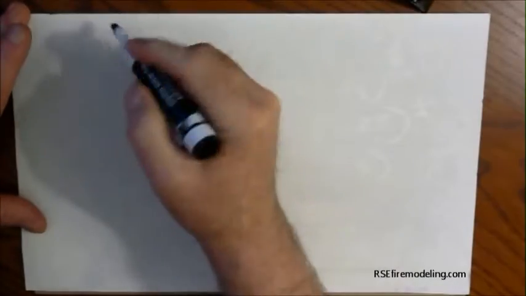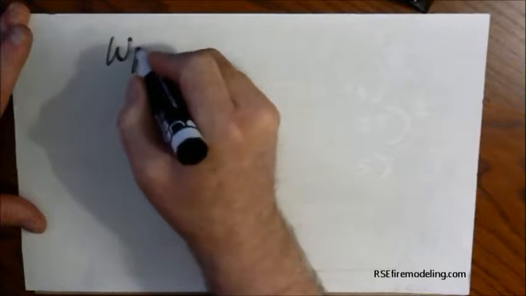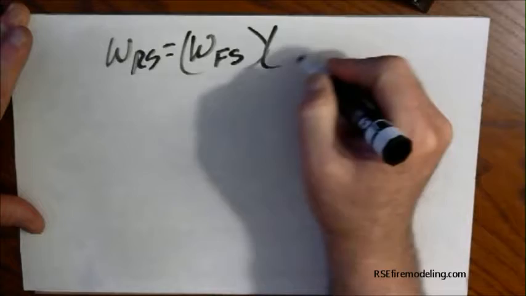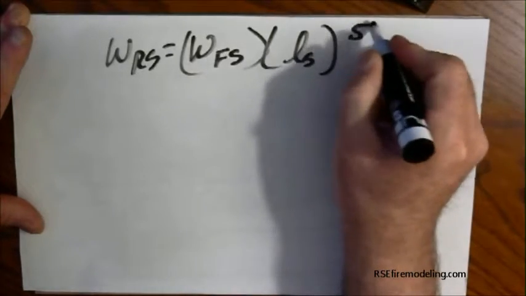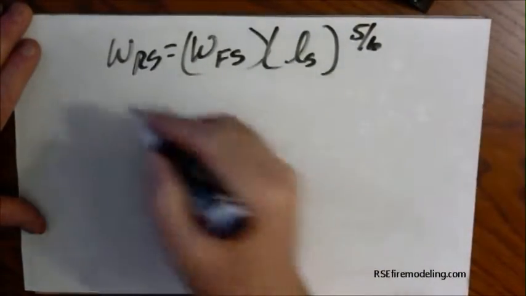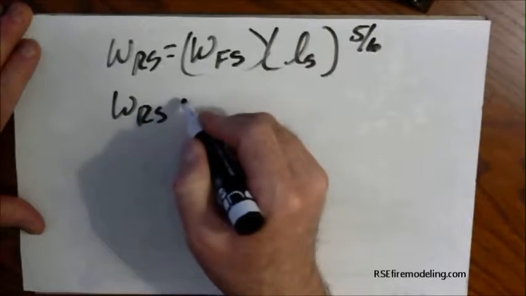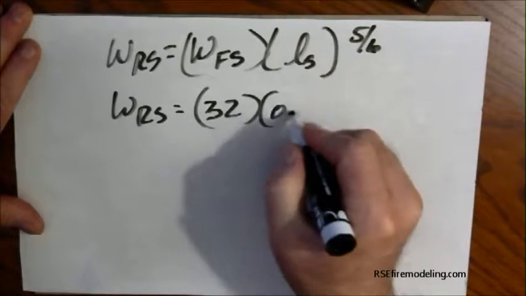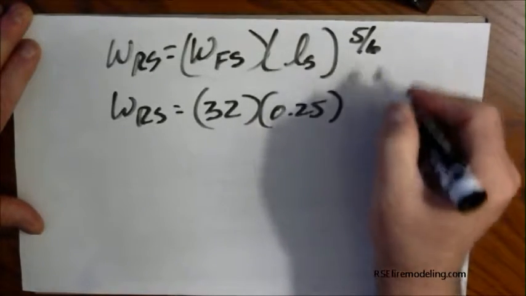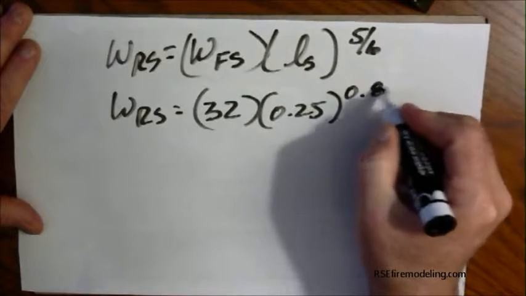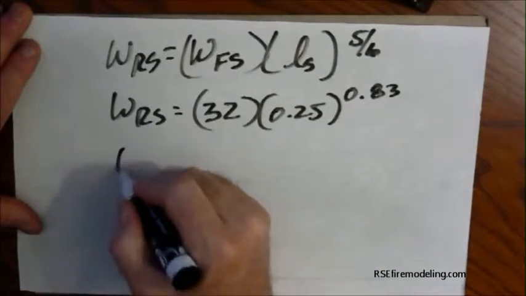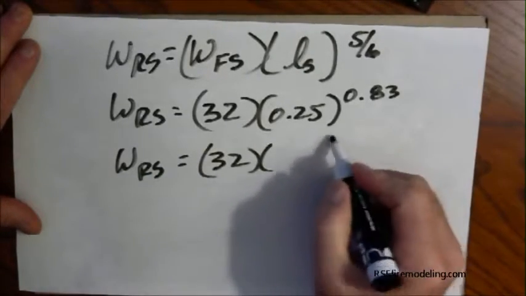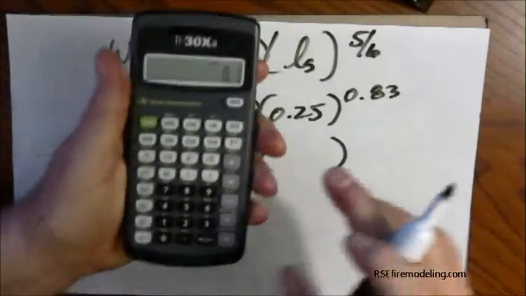So what we came up with is the formula that simply is the width of the reduced scale enclosure is equal to the width of the full scale enclosure times the length scale to the 5/6 power. Breaking it down further, the width of the reduced scale enclosure is equal to 32 inches. Our length scale is 0.25, and 5/6 is 0.83.